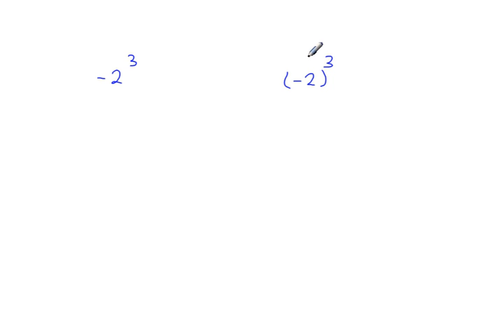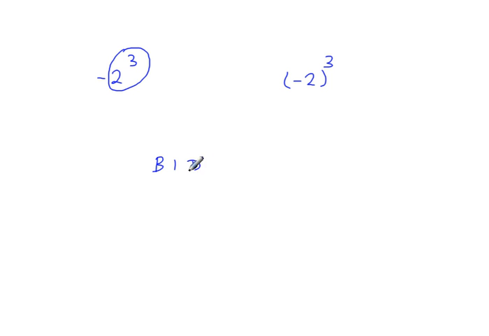In this example, the base is minus 2. In this example, the base is positive 2. That minus is separate, so we're actually looking at this. That power of 3 only goes on the 2, and then once you've worked out what this part is, you put the minus in front.